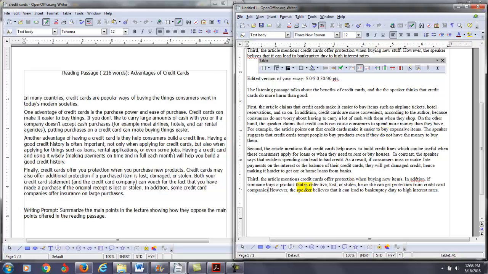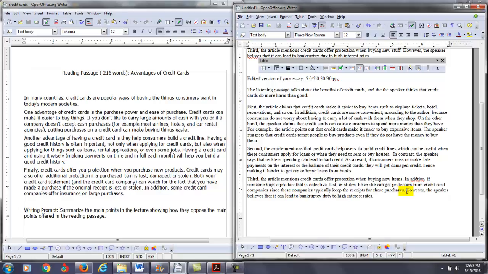So I think we have, if someone buys a product that is defective, lost, or stolen, he or she can get protection from credit card companies since these companies typically keep the receipts for these purchases. Okay, so we're just trying to develop a little bit more on this one.